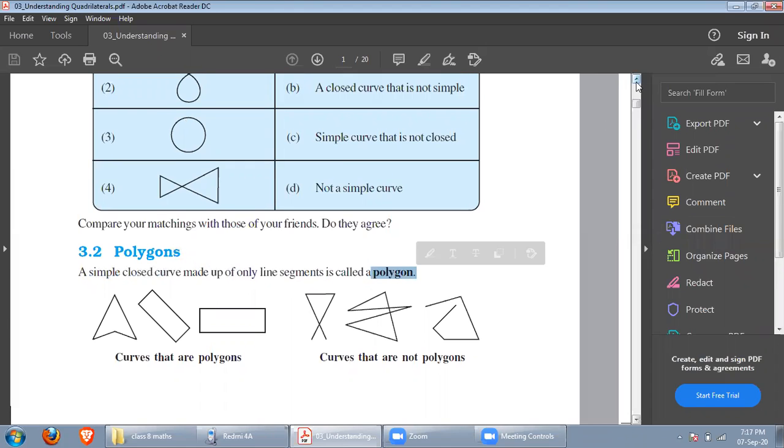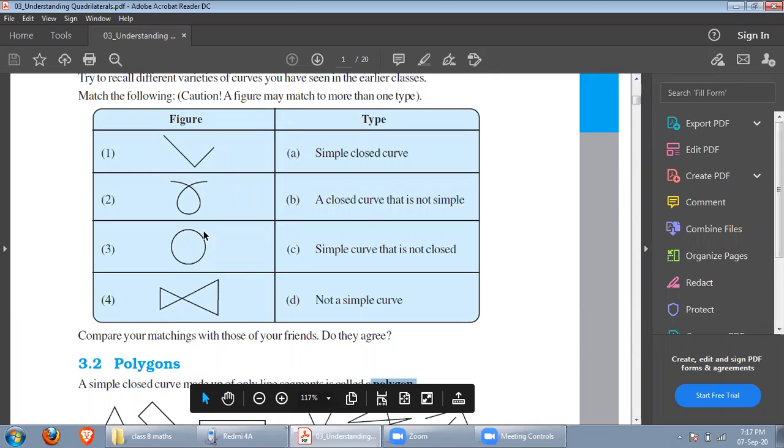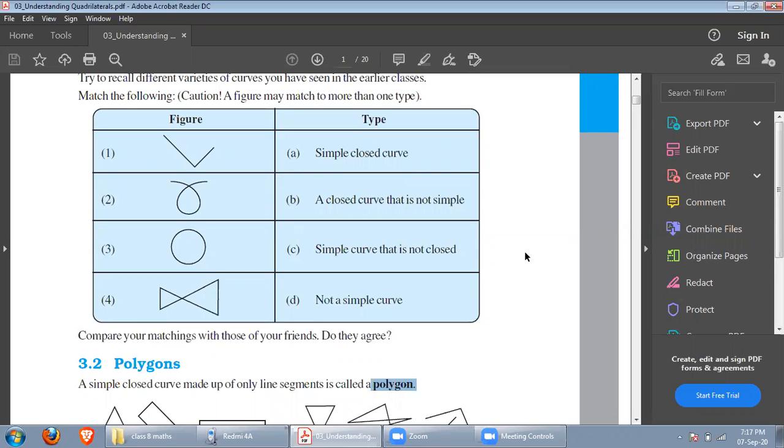So from the above figure, which one of these is a polygon? 1, 2, 3, 4. None of them. Because number 1 is not closed. It is made of line segments, 2 line segments are there, but it is not closed. 2 line segments cannot close.